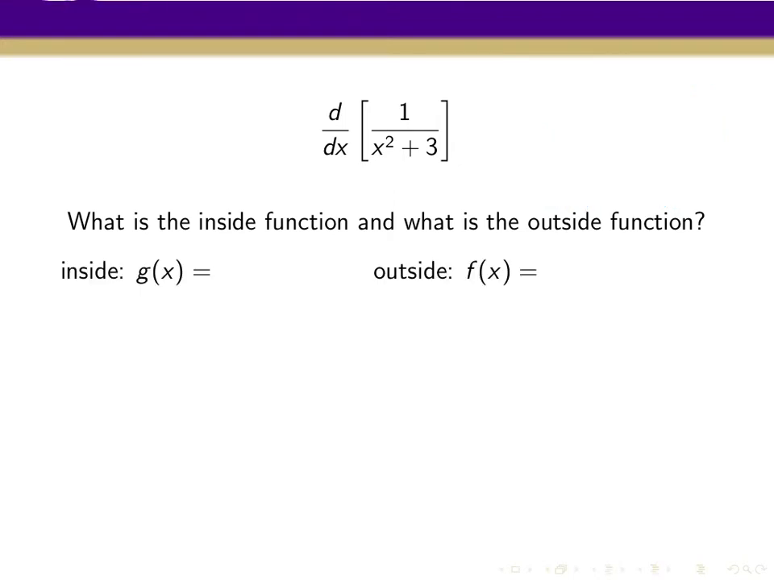Okay. So what's the inside function here? And what's the outside function? Well, we have 1 over x squared plus 3. Okay, and so we can think about the 1 over as being the outside function. And so the outside function would be 1 over x. That's the function that takes reciprocals of things. And then our inside function is what's in the denominator. That's x squared plus 3. And so that makes this equal to the derivative of f of g of x.